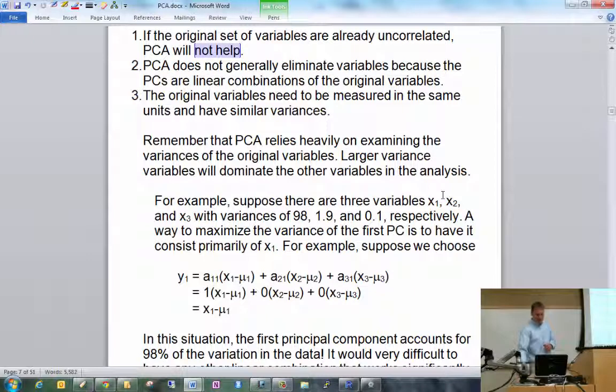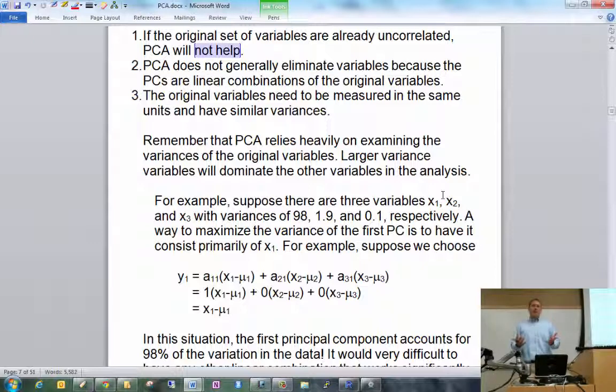And lastly here, the original variables need to be measured in the same units and have the same variances for PCA to work. Well, obviously, we know, like for example, with the cereal data set, sodium is measured essentially in different units than sugar and fat. And actually we saw that sodium has a lot more variability than sugar and fat. Well, think about how that's going to affect our total variation measure. And we use that total variation measure to account for the total information that's available from our data.